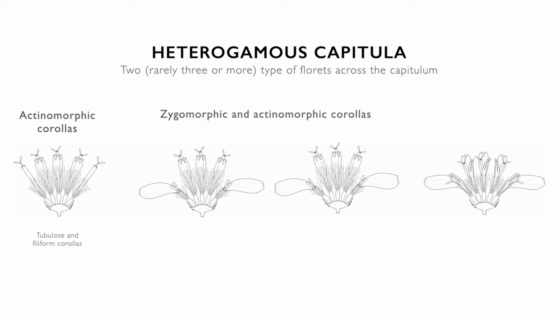Heterogamous with zygomorphic and actinomorphic corollas, like in this case tubulose and true-ray corollas present in the same head, or tubulose and four-lobed corollas present in the same head, or like in this case, all of them are zygomorphic corollas. In this case, bilabiate corollas of different shapes.